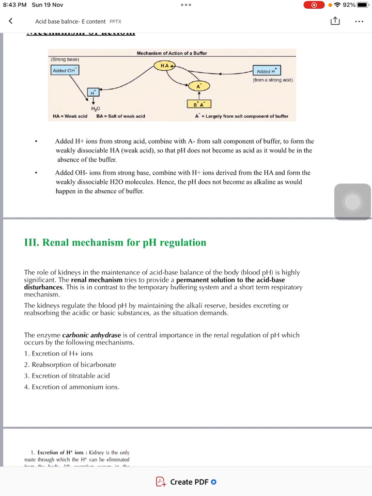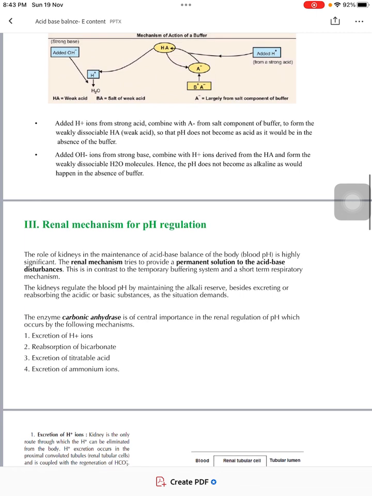Mechanism of action of buffer. Added H+ ions from a strong acid combine with A- from the salt component of the buffer to form the weakly dissociable weak acid, so that pH does not become as acidic as it would be in the absence of buffer. Second case, added OH- ions from a strong base combine with H+ ions derived from HA, the weak acid, and form the weakly dissociable water molecule. Hence, the pH does not become as alkaline as would happen in the absence of a buffer.